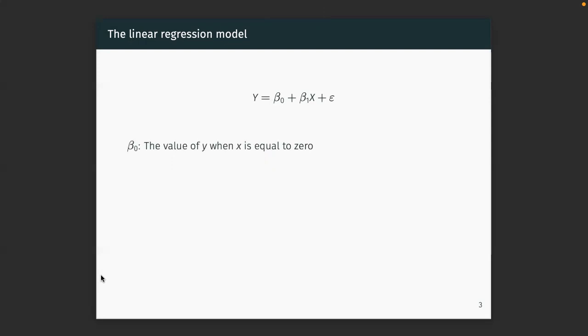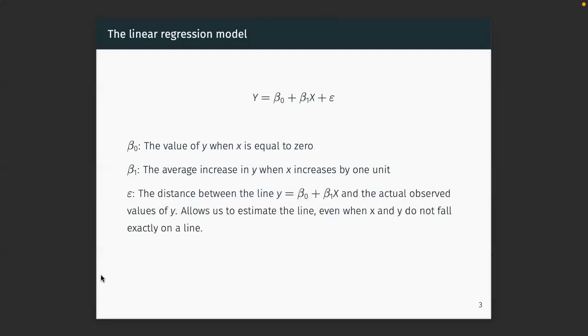So beta 0 is the intercept. That is, it's the value of Y when X is equal to 0. So when X is set equal to 0, Y is equal to beta 0 plus epsilon, right? Beta 1 is the average increase in Y when X increases by 1 unit. How much does Y go up when X goes up by 1? That's a slope. Epsilon is the distance between the line Y equals beta 0 plus beta 1 x and the observed values of Y.